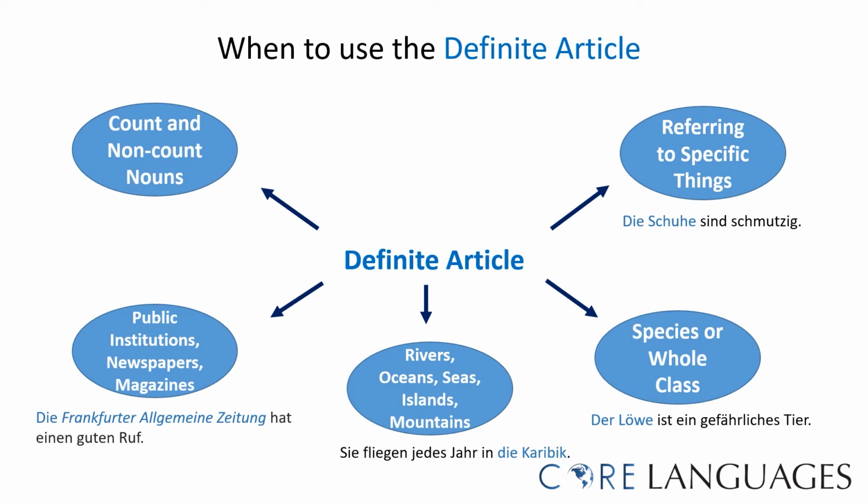We also use the definite article for count and non-count nouns. For example, das Wasser ist zu kalt. The water is too cold. Water is an uncountable noun.